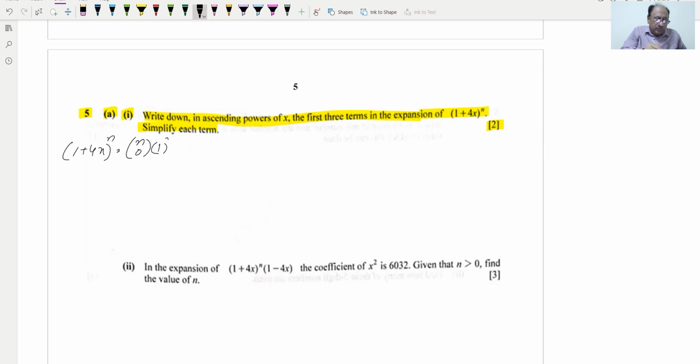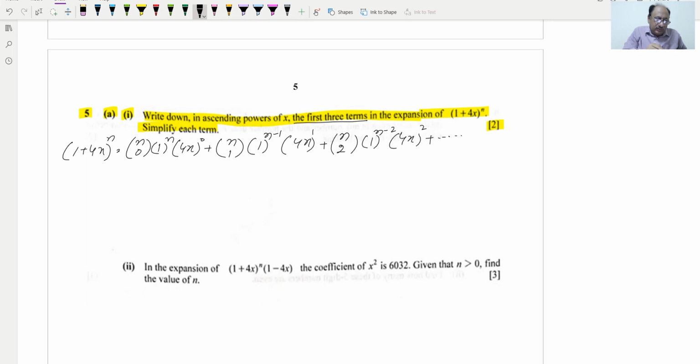So 1 raised to the power n and (4x) raised to power 0, plus the second term will be nC1, and this will be 1 raised to power n minus 1 and (4x) raised to power 1, and the third term will be nC2 and 1 raised to the power n minus 2 and (4x) raised to the power 2, or square. And the next terms we are ignoring because they are saying first three terms.